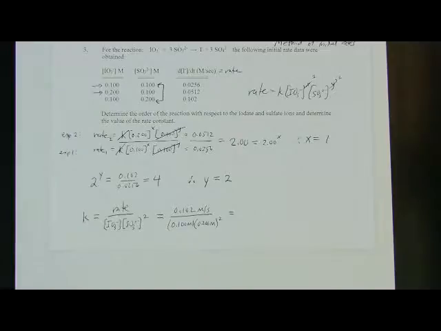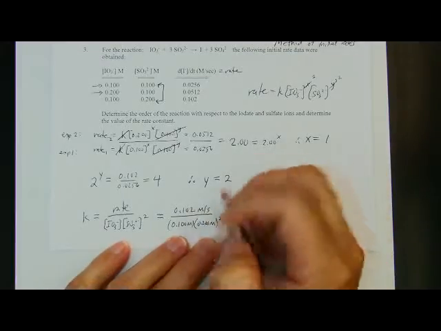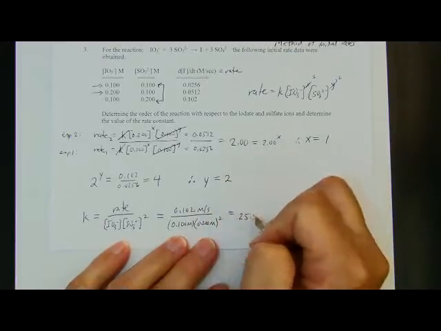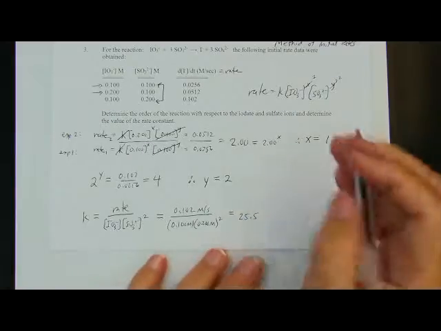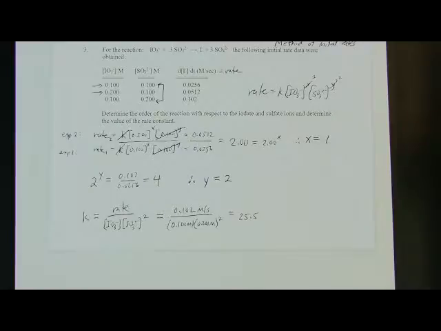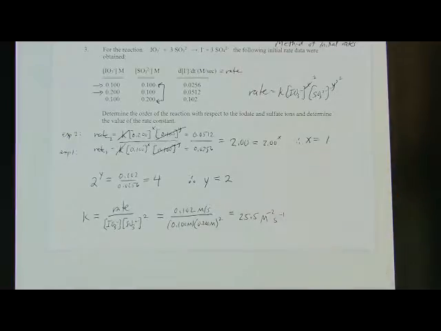Okay, and I get, is that right, 25.5? Anybody check that out? And it's good to three significant figures, all of our numbers are good to three significant figures there. And so what are the units on that rate constant? Molar to the -2, second to the -1. That is correct.